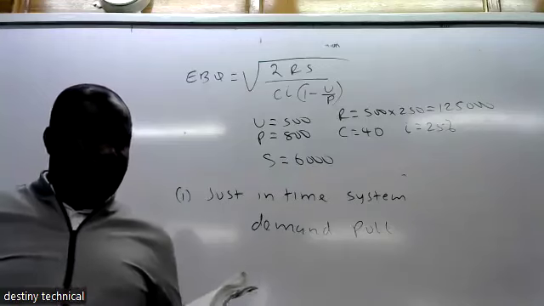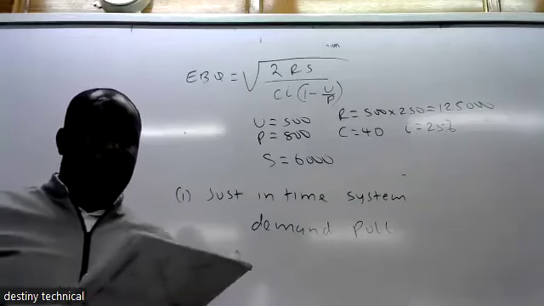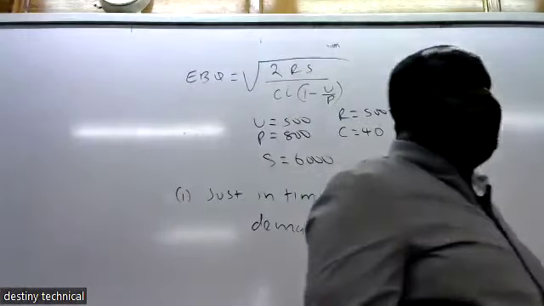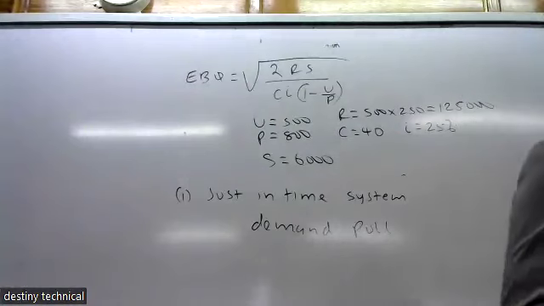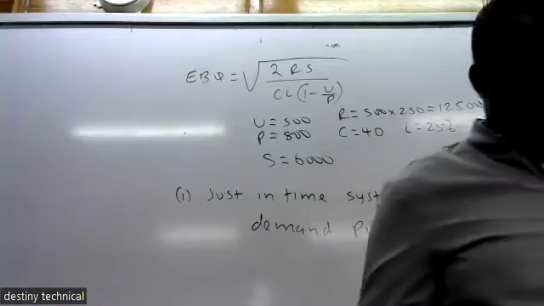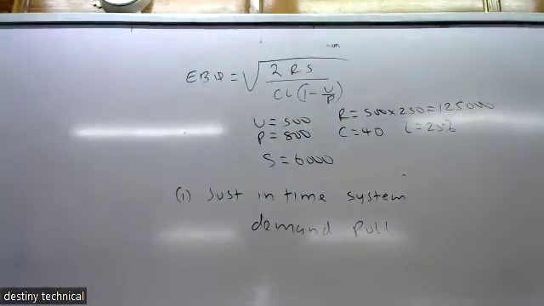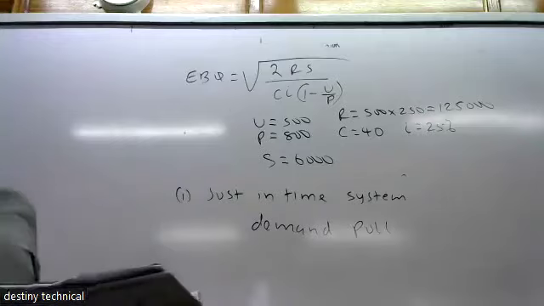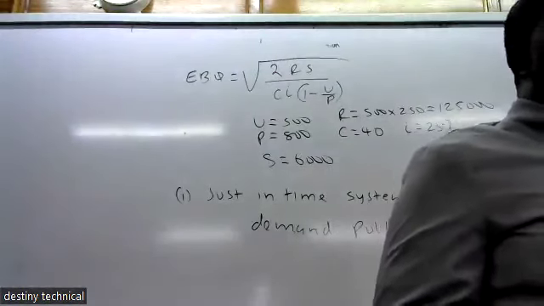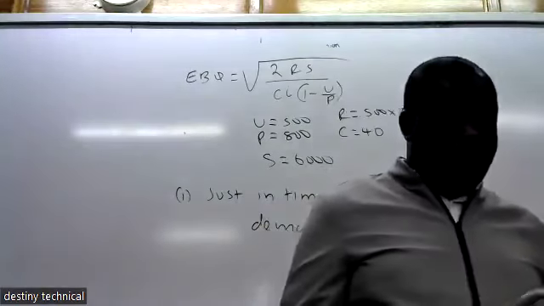The next one is that it is the demand pool manufacturing system, i.e. its main aim is to meet the customer's demand. The next one. So how many are there in total?